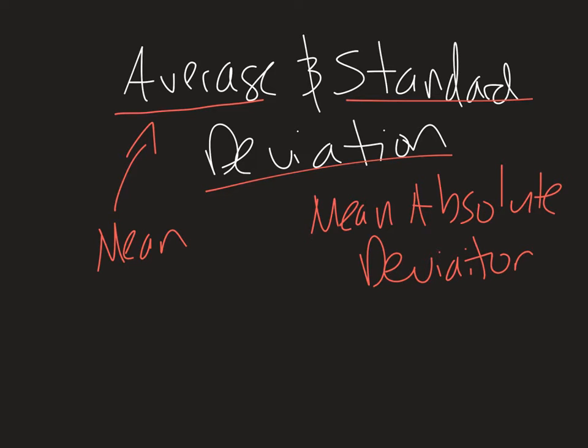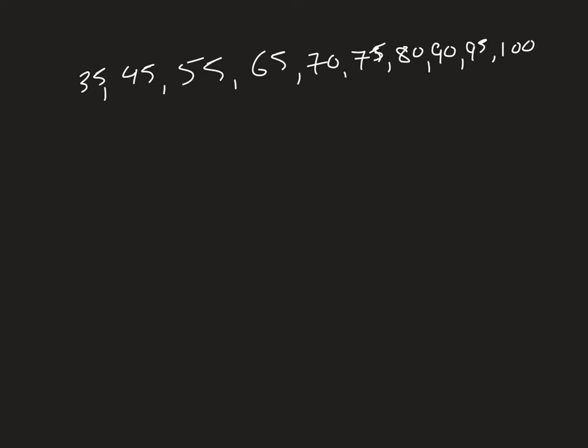There are a lot of names for a lot of things in statistics, and what we're really looking into here is what the average or the mean is and what the standard deviation or the mean absolute deviation is. So let's start by looking at some hypothetical test scores. Let's say I'm a teacher, I give a group of kids this test, and these are the results.